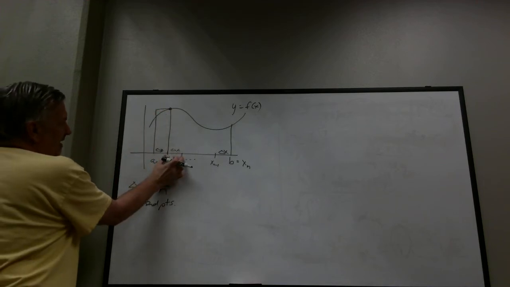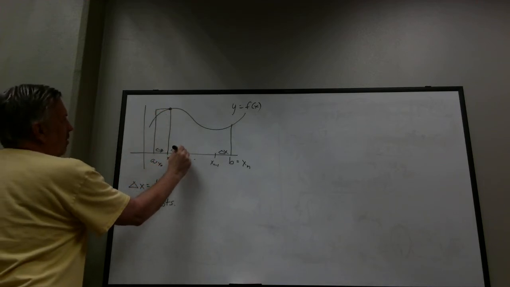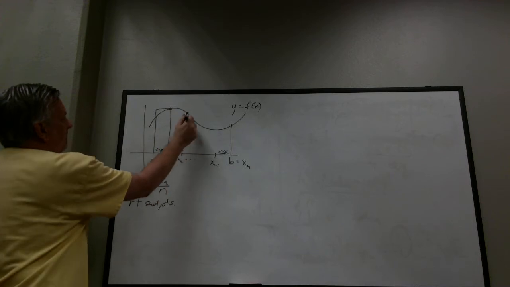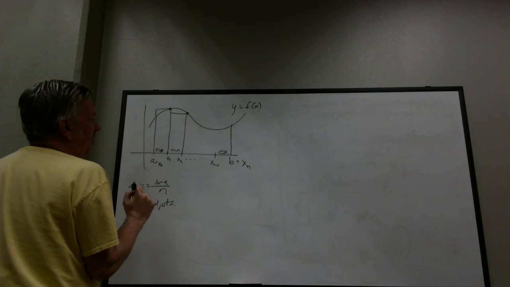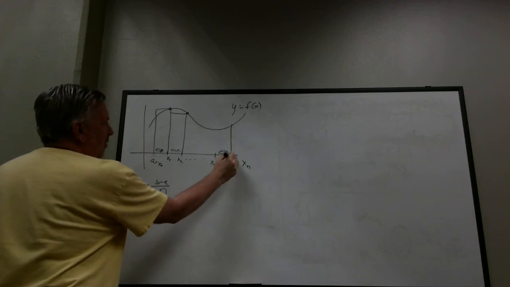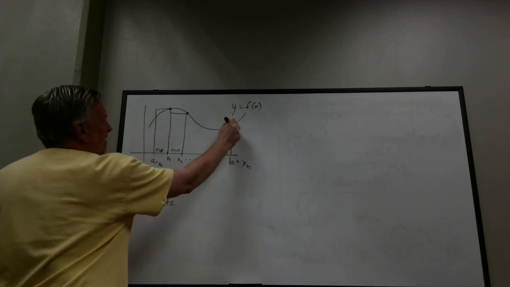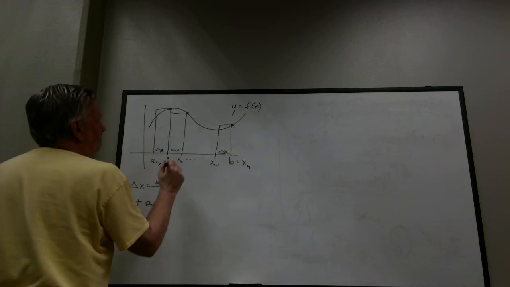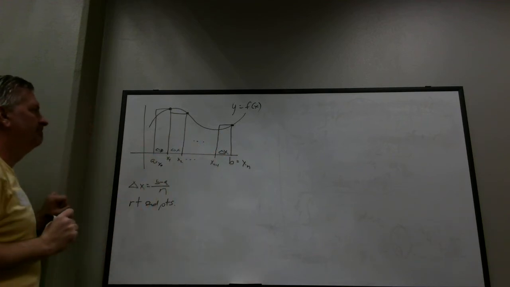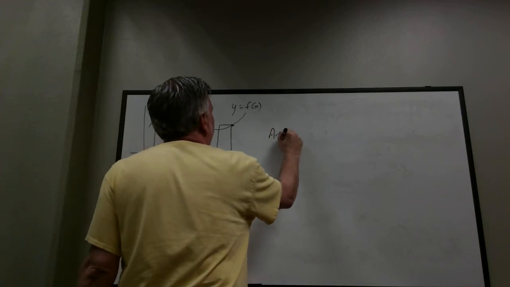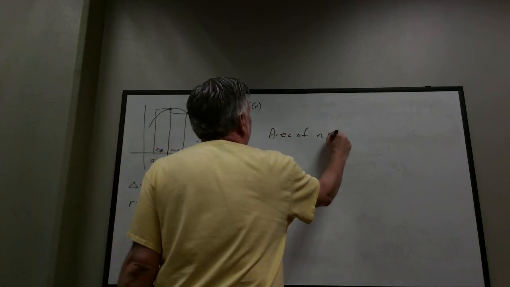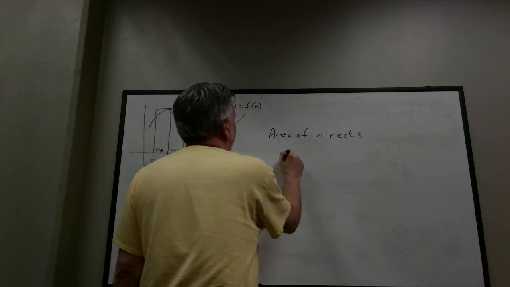Okay, go to the second base, right endpoint, go up till you hit the graph. That's supposed to be a horizontal line. And you keep going, last interval, go to the right endpoint, go up till you hit the graph, make that the height of the rectangle. Okay, so what's the area of the n rectangles here?